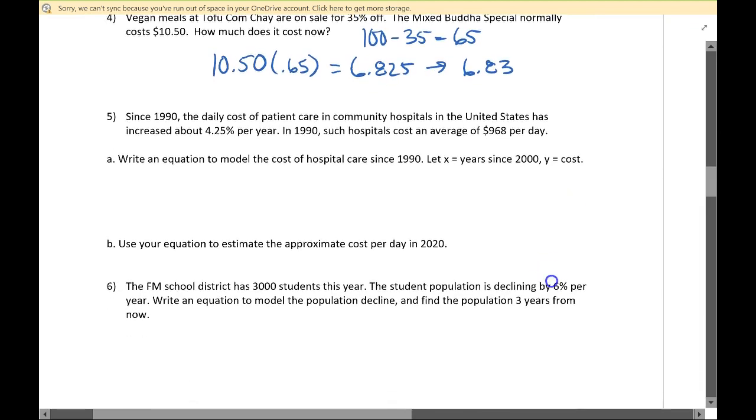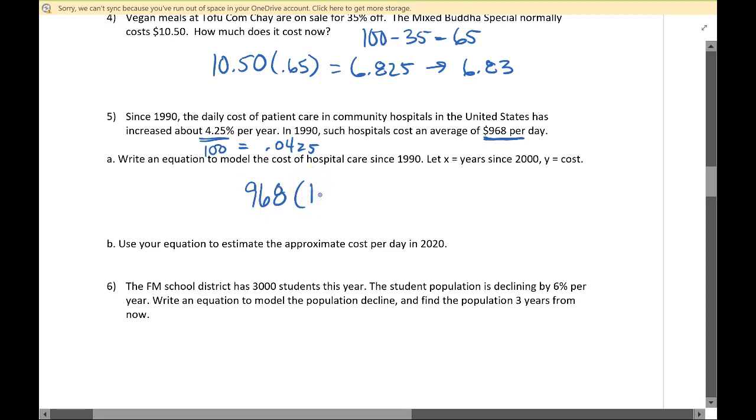All right, number 5. And if you're looking at your paper version versus this video, you can see that I've already corrected the 1990s. So, writing an equation to model the cost of the hospital care in 1990. In 1990, we need to know the initial value. It was $968. And it says that it increased by 4.25%. This is one people tend to struggle with. So you may want to go ahead and convert that to a decimal by dividing by 100. And in doing so, you get 0.0425.